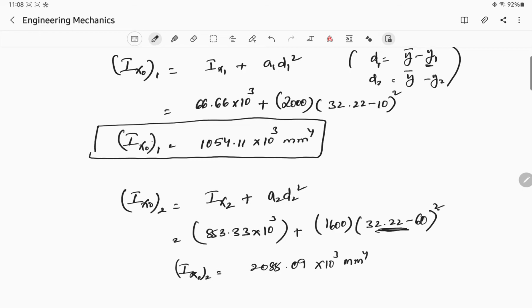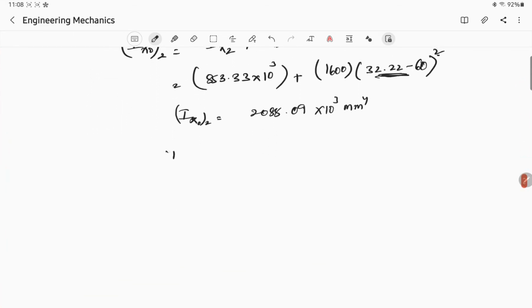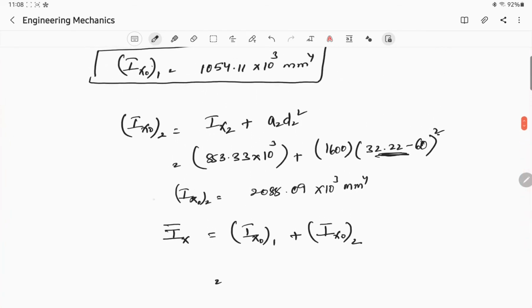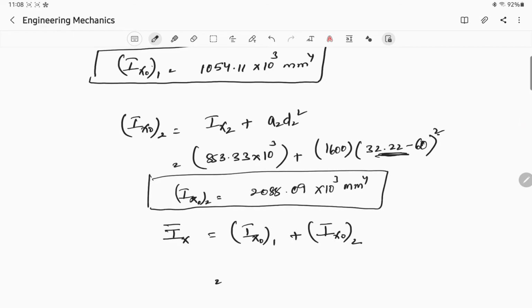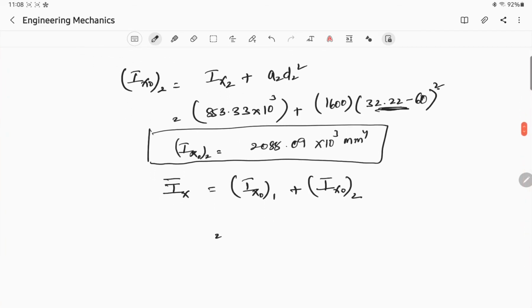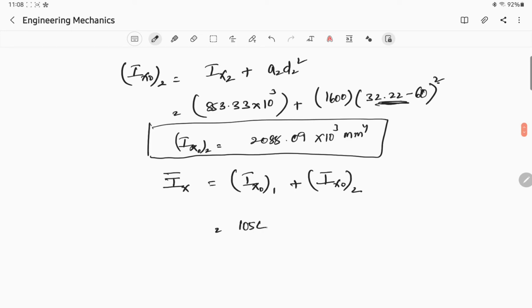So what will be the final moment of inertia? Ix bar is equal to Ix naught of first element plus Ix naught of second element. What is the value of Ix naught of first element we got? So these are the values we got, right? First element 1054.11 into 10 power 3 plus Ix naught of second element we got as 2088.09 into 10 power 3.